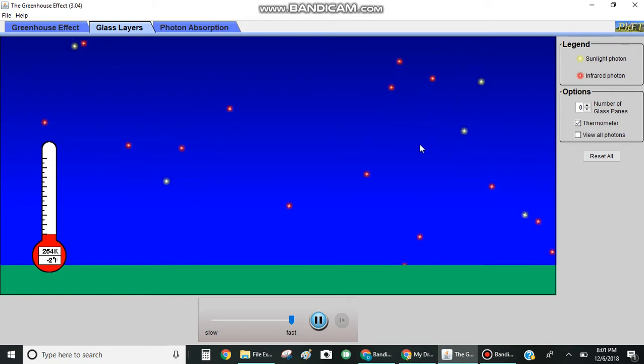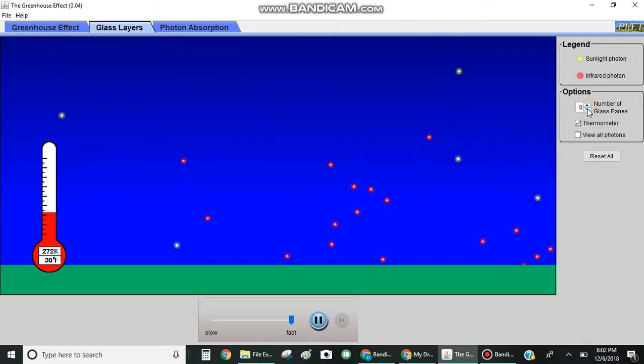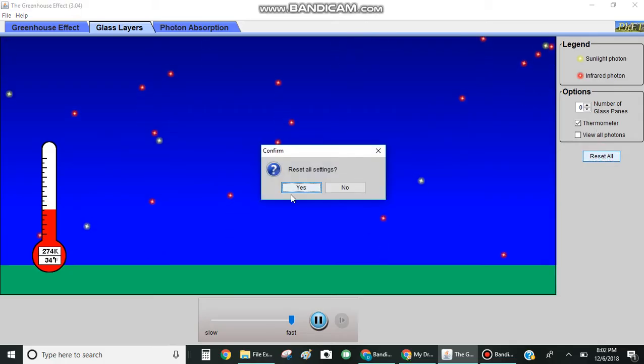The next thing you are going to do is just observe what is happening in the simulation. So this portion is going to let us toggle between having a whole bunch of panes of glass and not having a lot of panes of glass. So I'm going to go ahead and reset this.